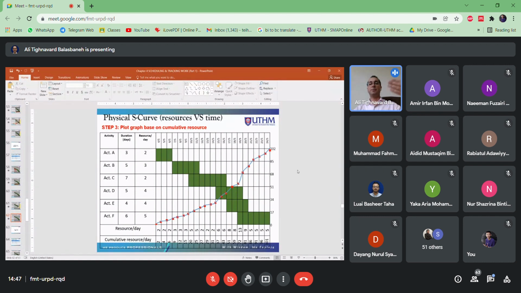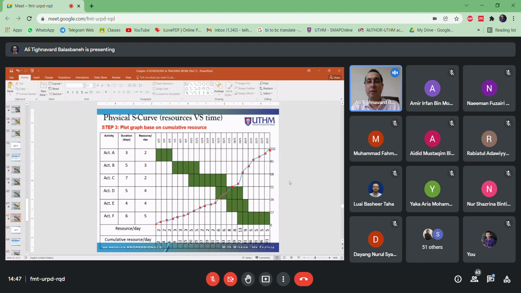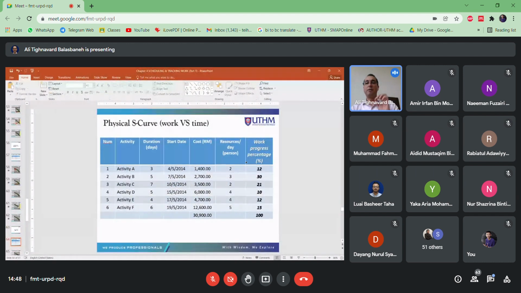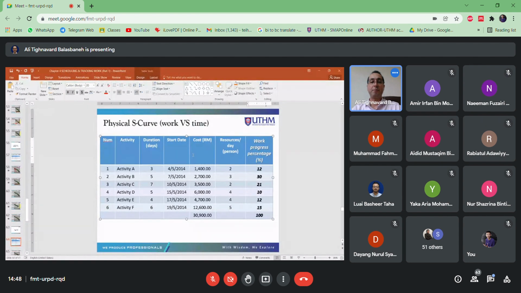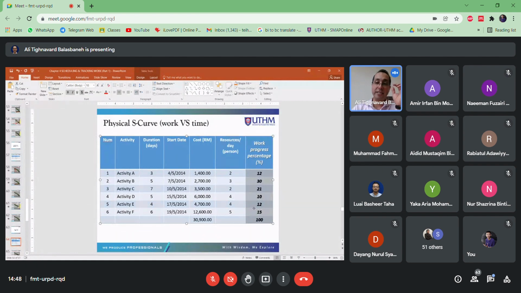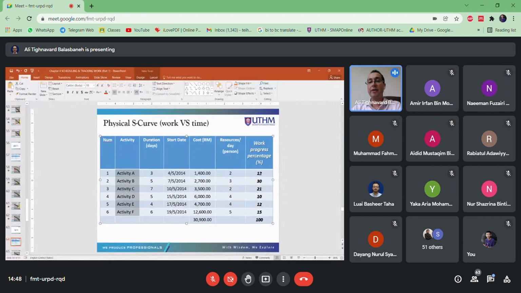If there is no question, let's move to the physical S-curve based on work and time. The previous one was based on resource and time, right? Resource here and time, or daily, here you can see. Here it is based on work and time. So the work progress percentage for every single activity is shown in this column. Not every single day, okay? Every single activity. The total should be 100%. So here we have 6 activities, and every different one requires a different percentage.